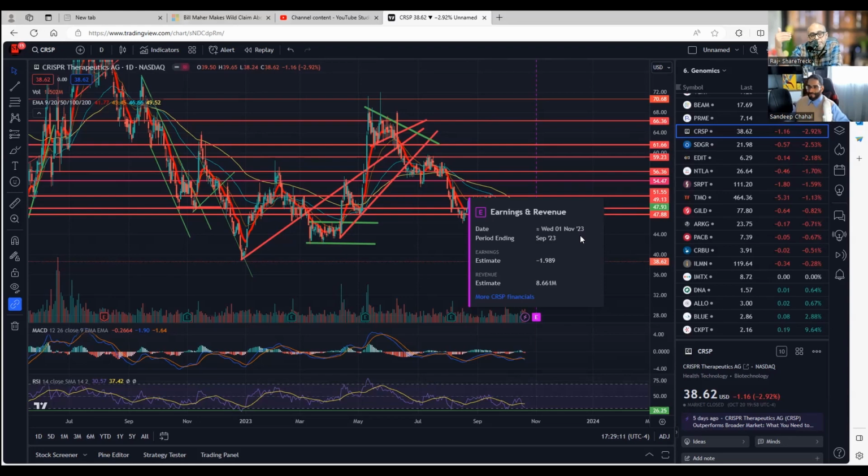And in the meantime, Bluebird will also be doing the same thing. So somewhere around the middle of November, I'm thinking that Bluebird and CRISPR will start moving up, and that would have a halo effect on the rest of the genomic companies in the watch list. I'd love to see that.